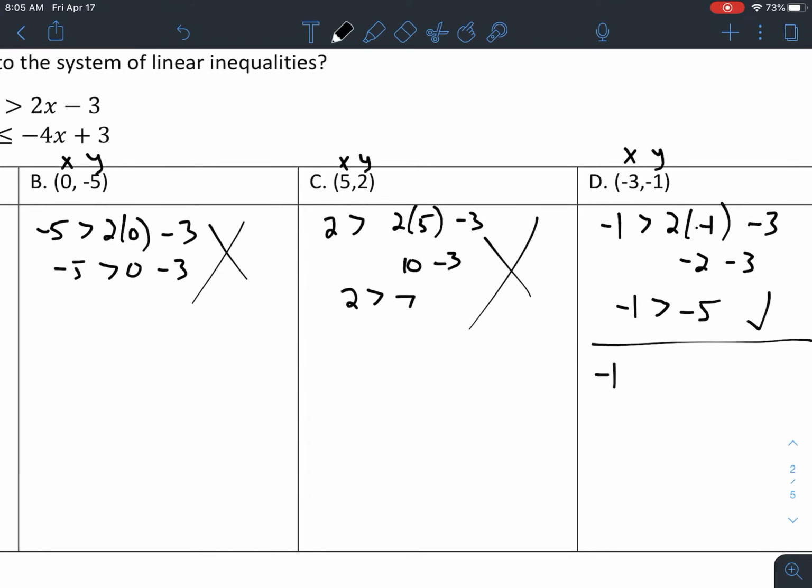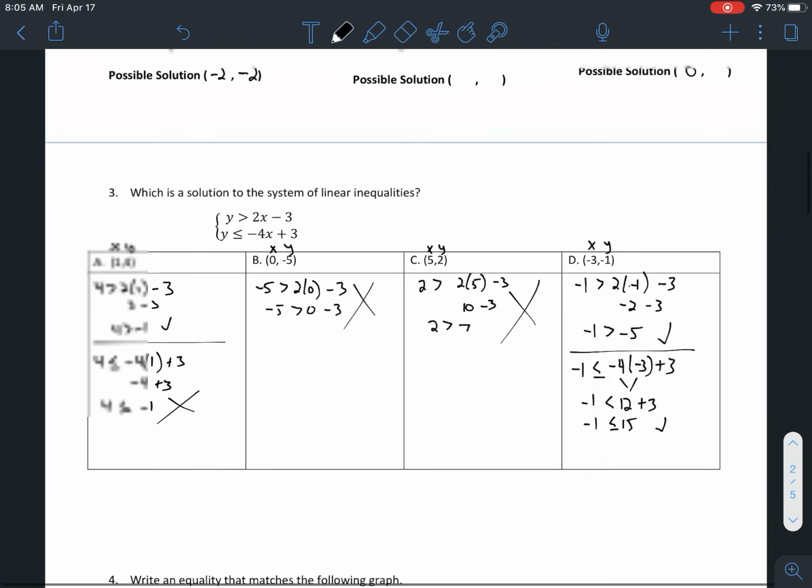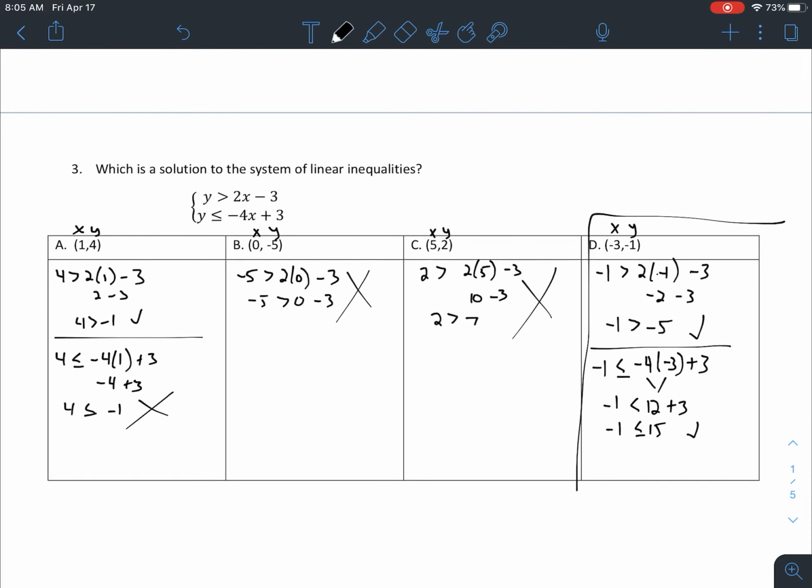Negative 1 is less than or equal to negative 4 times negative 3 plus 3. 4 times 3 gives us 12. A negative times a negative gives us a positive. So 12 plus 3 gives us 15 is greater than or equal to negative 1. That works. So we know D is our possible solution to that one.